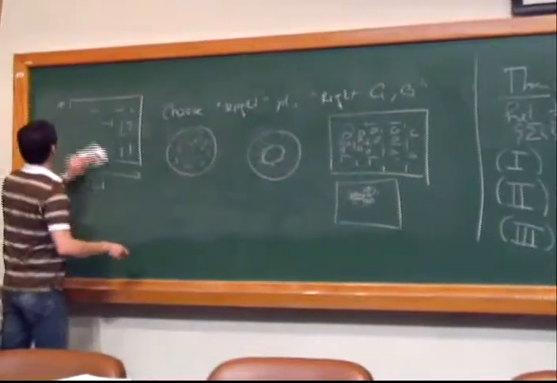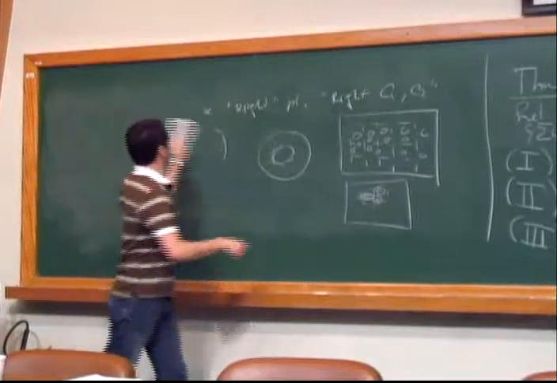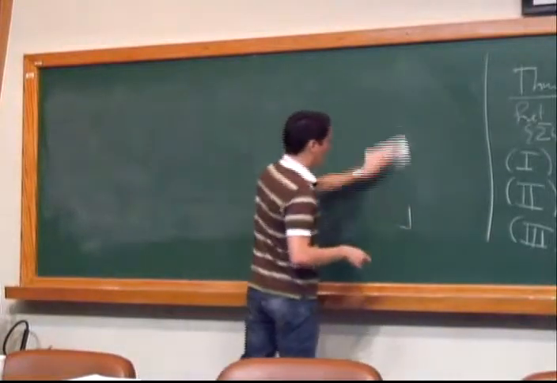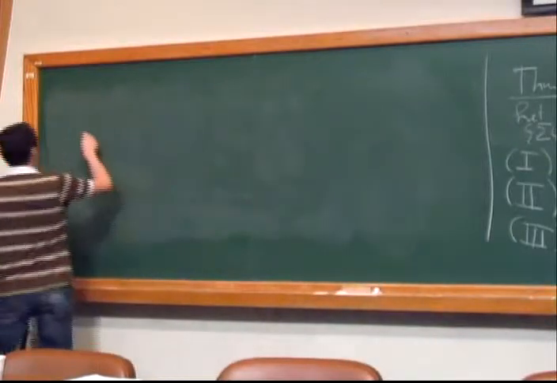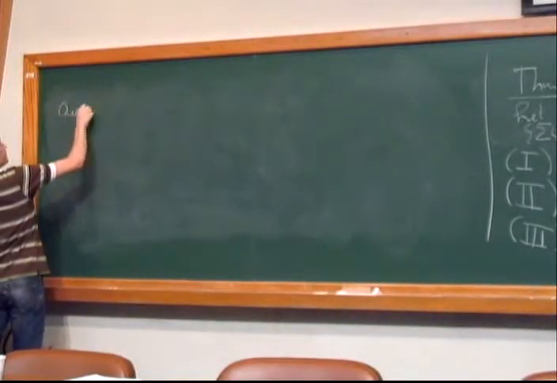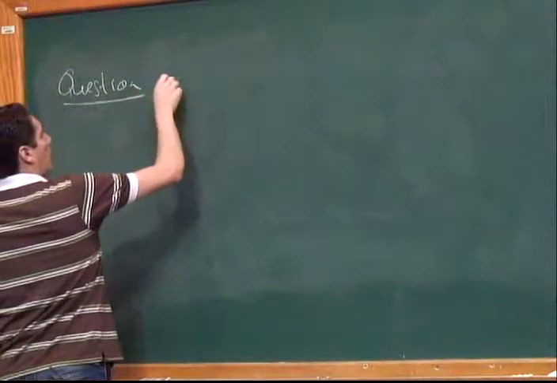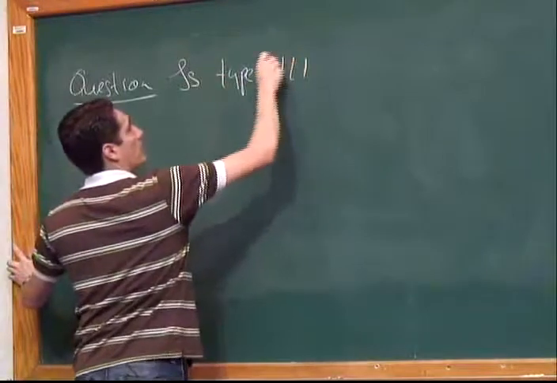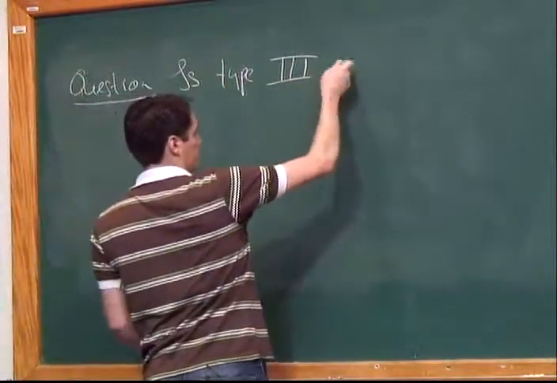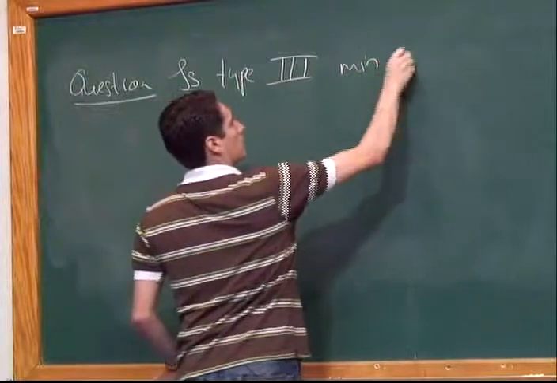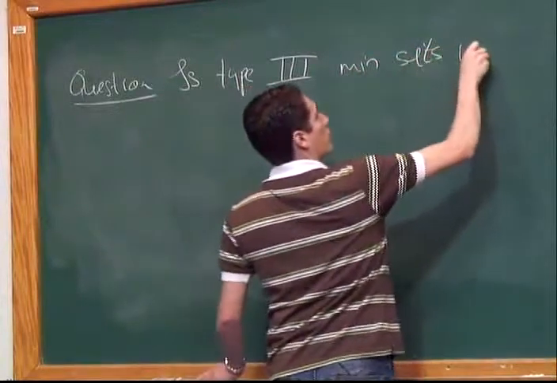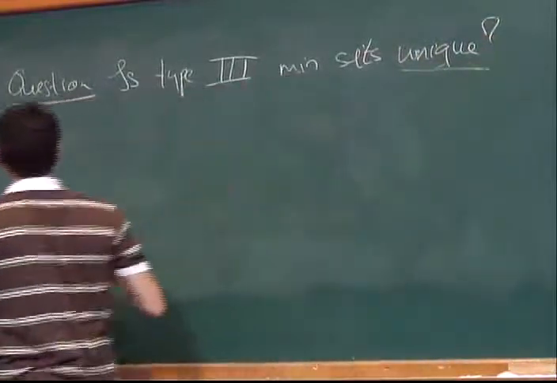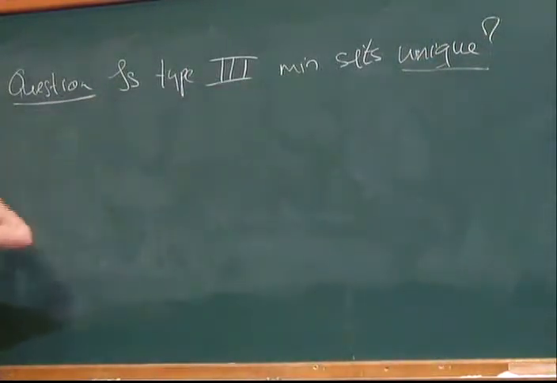A couple of very quick closing remarks. What I didn't answer yet is the following question. Is a type 3 minimal set unique? So are these Cantor blow-ups unique? I don't know. I don't know anybody who does.